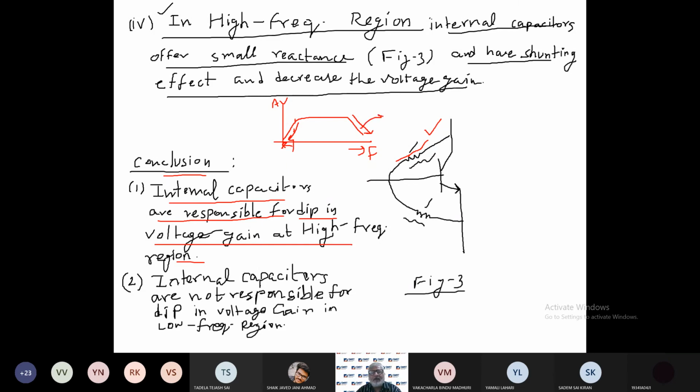So here the responsibility is of the internal capacitors, which are formed between collector and base, and emitter and base. Now in this low frequency region, this decrement is due to the coupling and bypass capacitors, right? So all these things you have to explain.